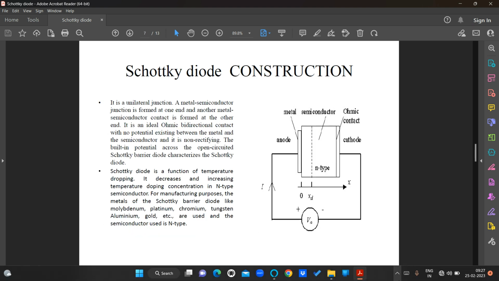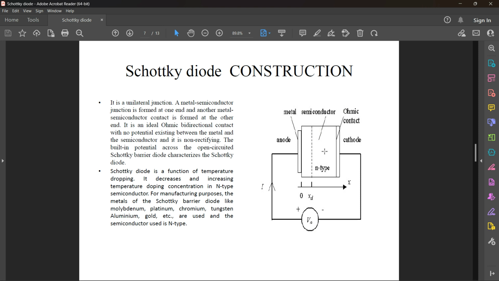So this is the Schottky diode construction, in which the n-type and metal layer are given over here. This n-type layer is the semiconductor layer with metal at one end, and the other end, which is considered the cathode, has an ohmic contact. The metal end is named the anode. So these Schottky diodes are unilateral junction diodes where a metal semiconductor junction is formed at one end and another metal semiconductor contact is formed at the other end.